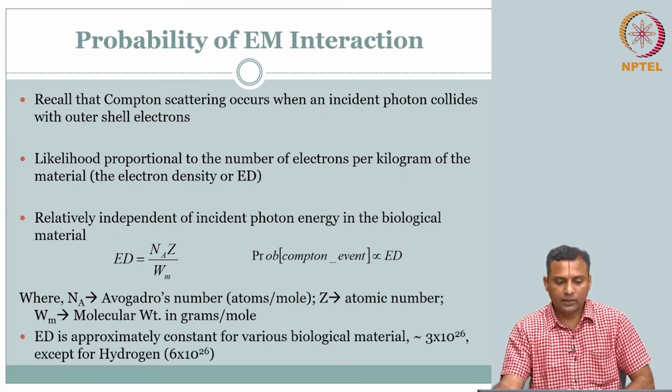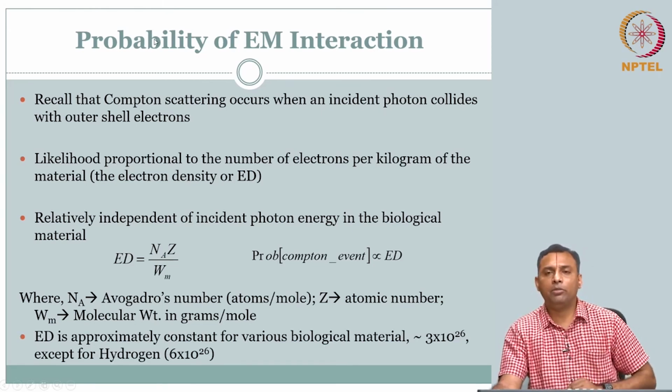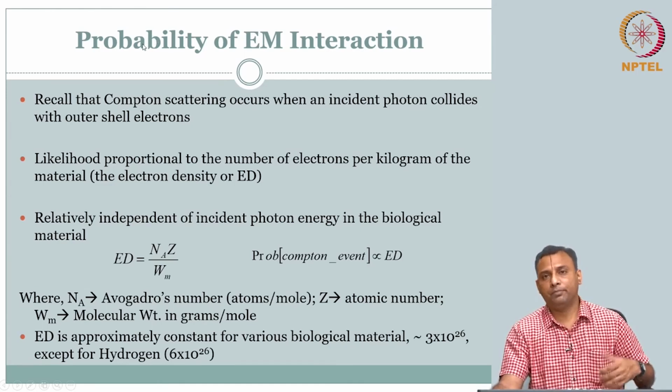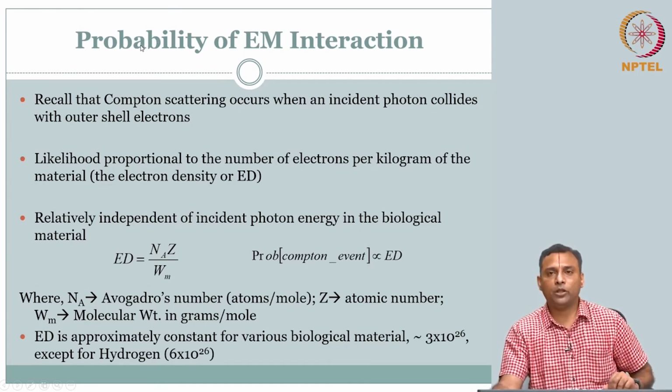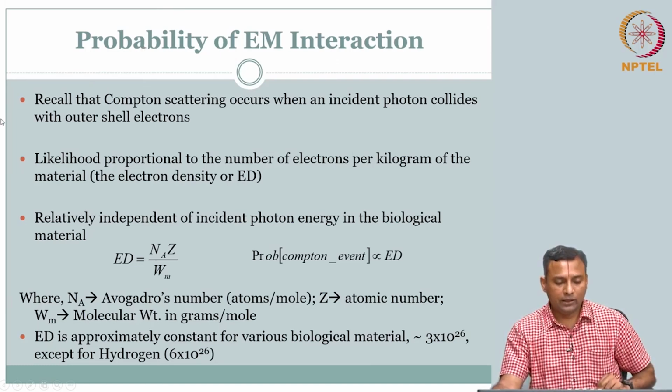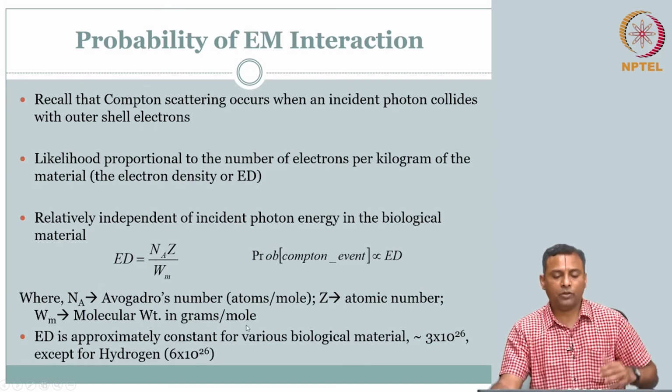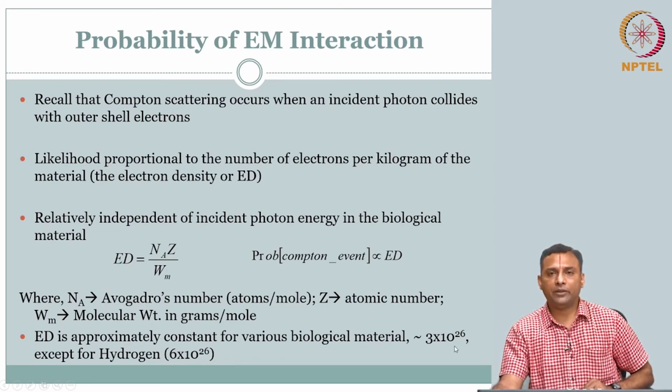So let us wrap up. We looked at the probability, what is signal, what is favorable, what is unfavorable, what should be maximized, what should be minimized. So ED, electron density, is approximately constant for biological tissue for all the material except for hydrogen, which is 6 into 10 power 26. Rest of them are all 3 into 10 power 26.